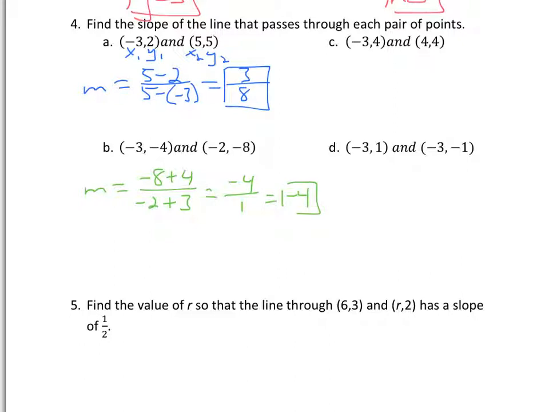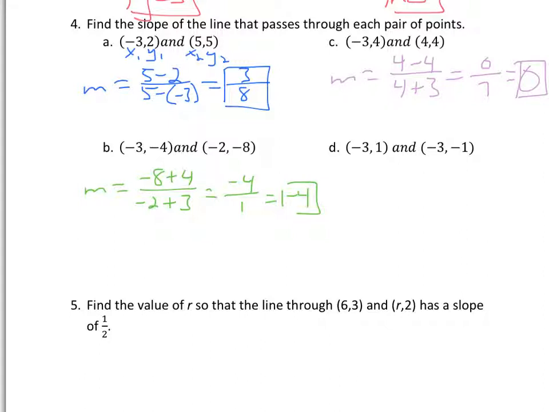And C, y2 is 4, y1 is 4, x2 is 4, and x1 is negative 3, so it's going to be plus 3. So 4 minus 4 is 0, 4 plus 3 is 7. Now, if you have 0 on top in the numerator, then the answer is just 0. Right? And we'll see what happens when the 0 is in the denominator on the next one.